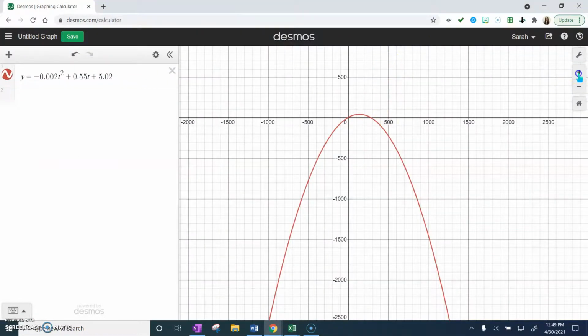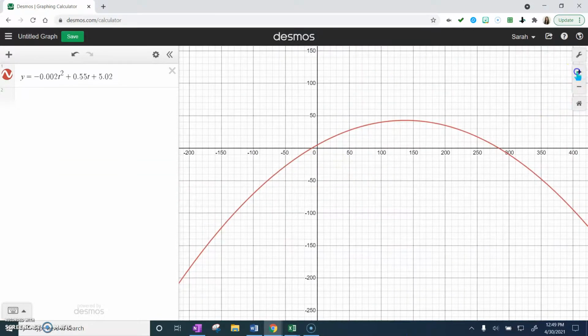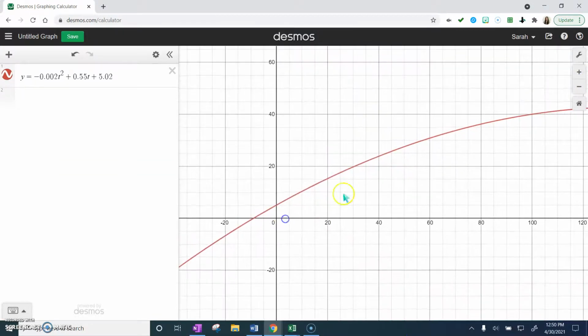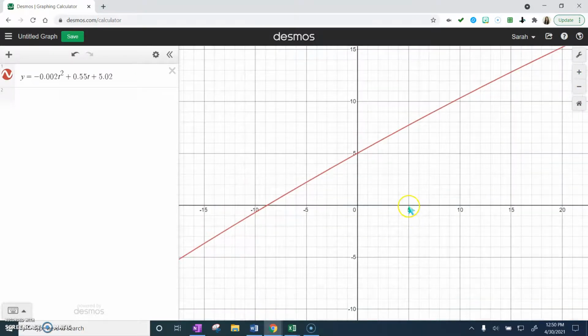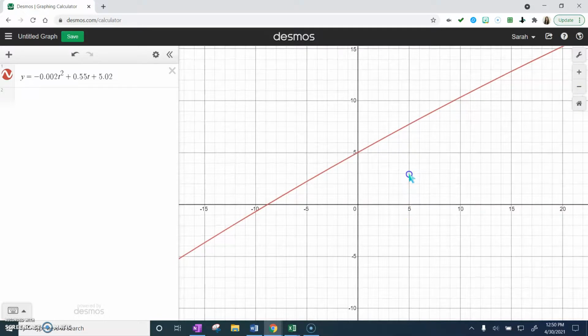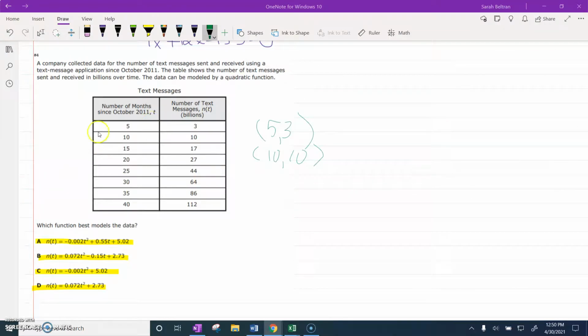If I look at this one, 5, 3, I would have to zoom way in and go up to 5 and see if it has a 3. So that would be my first point. 5, 3, well, no, this graph does not have it, so obviously the answer choice is not A. So go ahead and graph all 4 of these and figure out which graph contains these points on it.